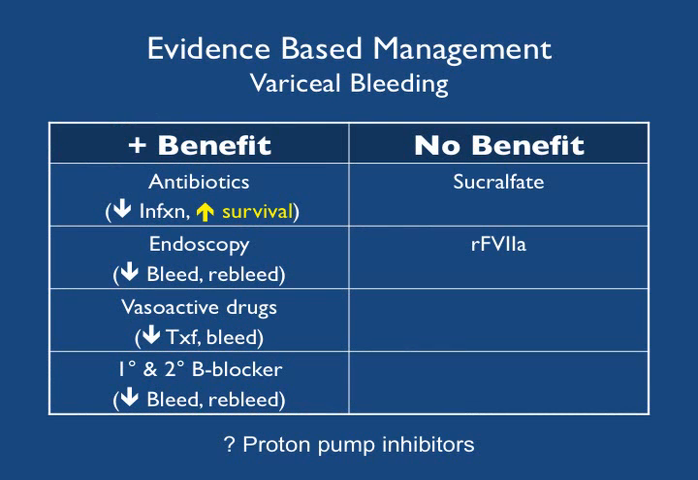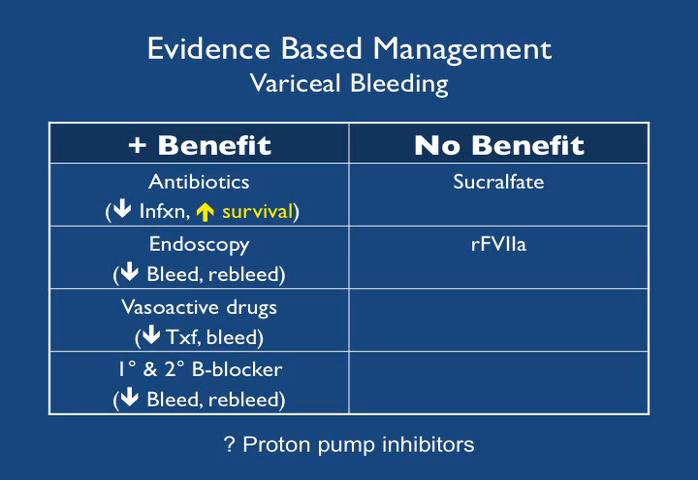When we look at evidence-based management principles for patients with variceal bleeding, we'll see that antibiotics can not only reduce the likelihood of developing infection, but also significantly improve the likelihood of survival. Endoscopy has been shown to reduce the amount of bleeding and the risk of rebleeding. Vasoactive drugs such as somatostatin reduce the transfusion requirements and overall rates of bleeding. And as I showed to you before, both primary and secondary prophylaxis with beta blockers will reduce the risk of either bleeding with primary prophylaxis or rebleeding with secondary prophylaxis.